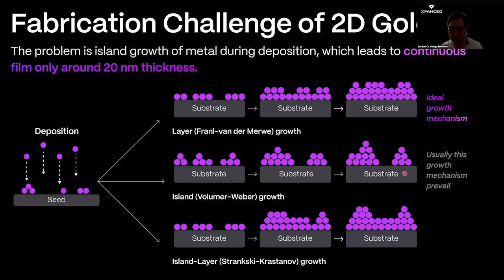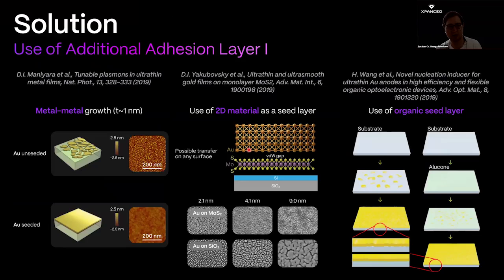Otherwise, for now, the current techniques only produce continuous gold films of around 20 nanometers. The solution to reach atomically thin gold is the use of an additional adhesion layer. For example, you can grow your gold on another metal, such as copper, because of the strong metal-metal connections. It really produces a really nice morphology and thickness, even within a few nanometers.